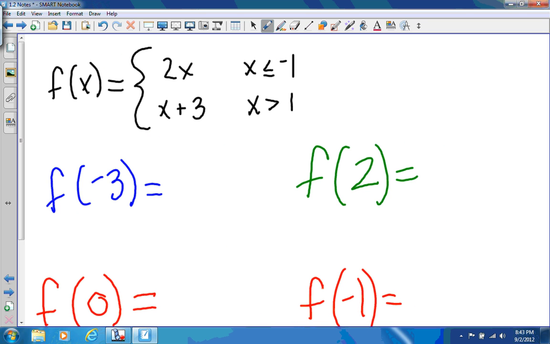Now another type of function you might see is one like this, where there are different parts to it. This is a piecewise function.